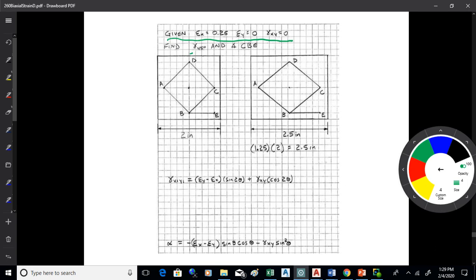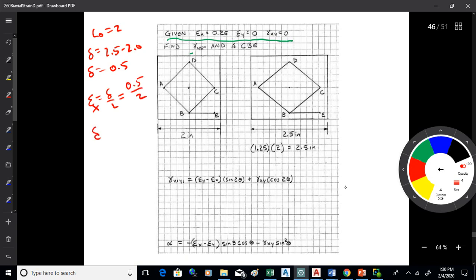What's going on there is I've got the original length of 2, so L0 is equal to 2. Delta is equal to what? 2.5, because I've stretched it out to 2.5. So delta is 0.5. Epsilon is delta over L, in the x direction. That's 0.5 over 2, so epsilon x is equal to 0.25. That's how I'm coming up with the 0.25.